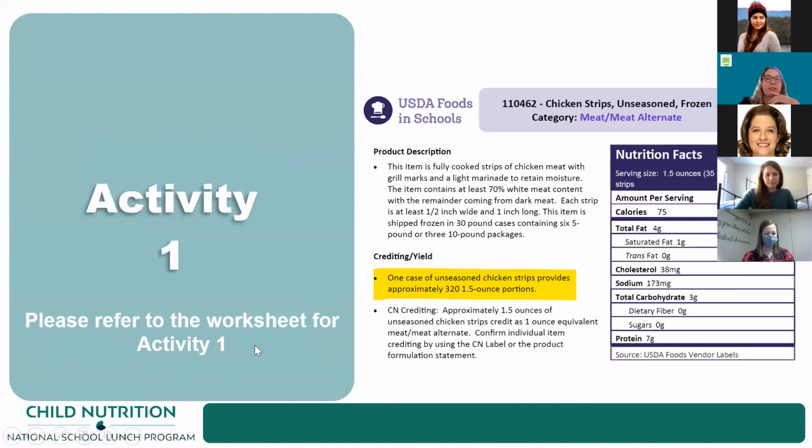Okay, so the first set is the chicken strips, the unseasoned chicken strips. And we see the USDA Foods information page there. And Emily just reposted that link in the chat if you didn't get it before. We need to pull some information from this in order to complete the activity. We're looking at one case of chicken strips, and it's going to give us 320 portions from that case.